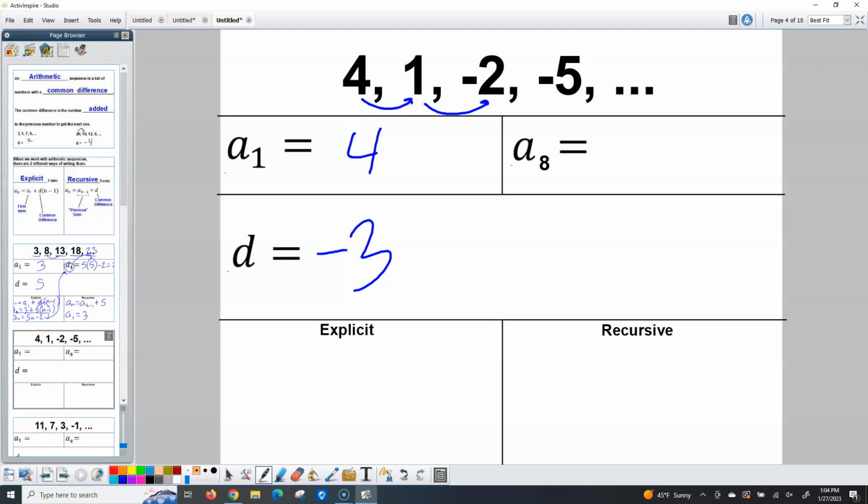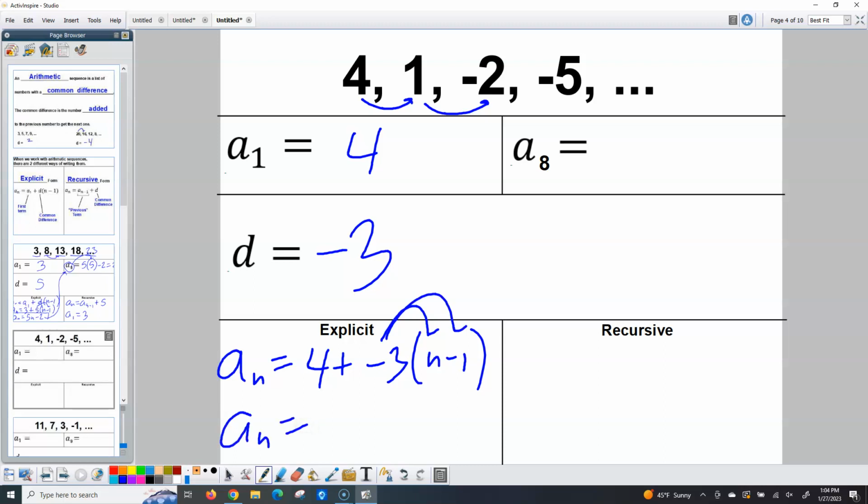So if I'm writing my explicit form, that's a sub n equals a sub 1 plus the common difference times n minus 1. And you could have just written that as 4 minus 3 times n minus 1. I put the 2 signs there just so you can kind of see where that common difference is going to be at. Most time people will distribute that. That'd be a sub n equals, I think that would be -3n plus 3, so maybe plus 7. So more than likely, you're going to see that as a final answer.